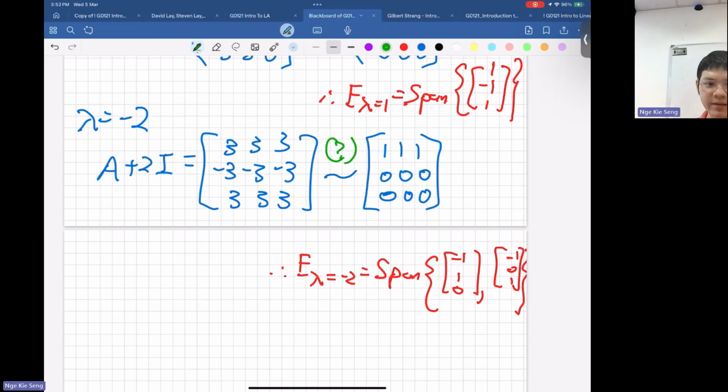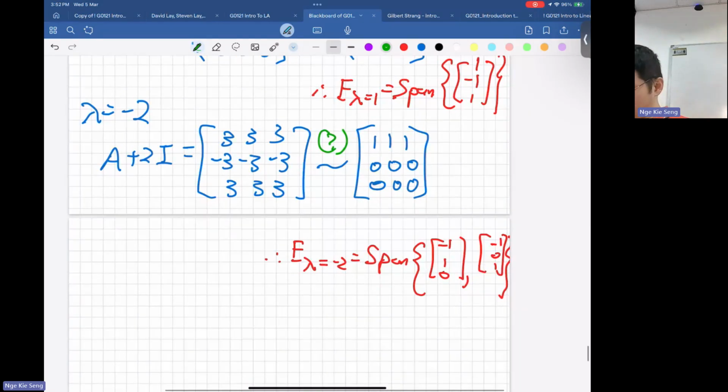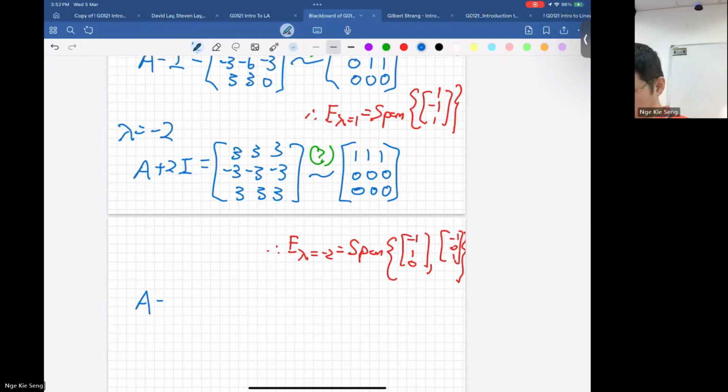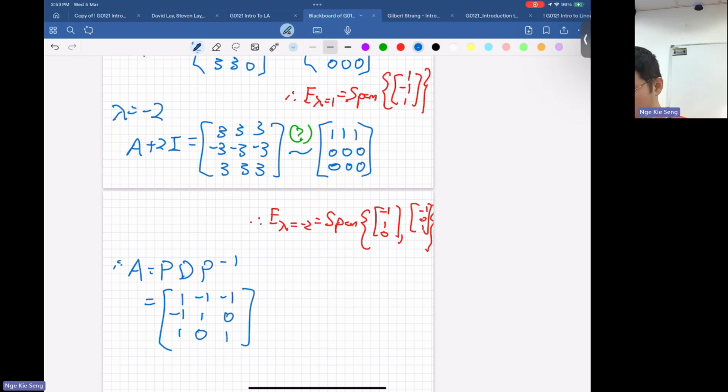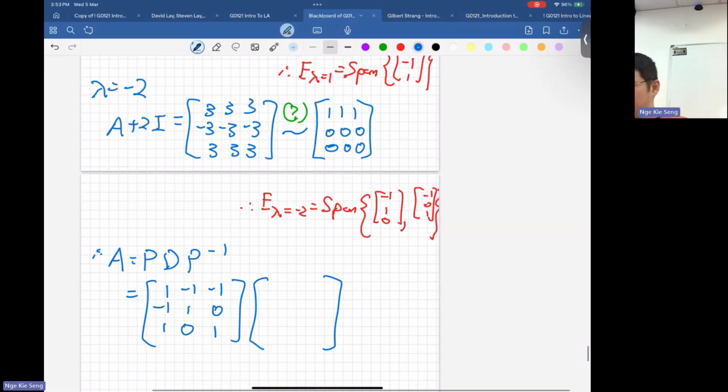Okay, so what did you see here? In this case, what can you take as your P? A equals to P, D, P inverse here. So how do you put your P here? You have 3 vectors, right? So you put for the lambda 1 first, and then you put for the lambda 2. And then D, how do you put for D? The diagonal term should correspond to the eigenvector with the right column. The first column is for 1, so you put 1. Second column is -2, the column.